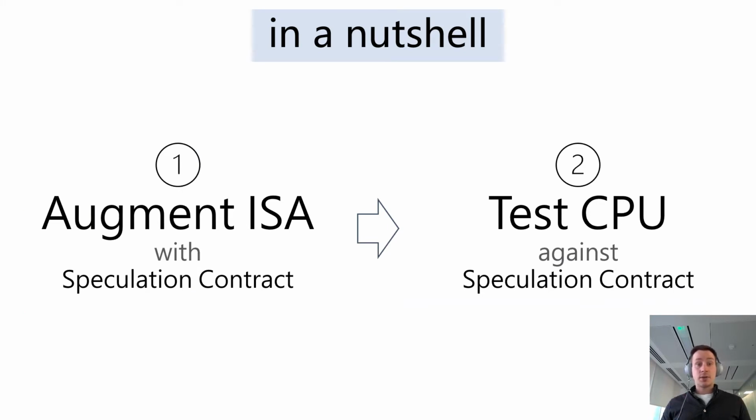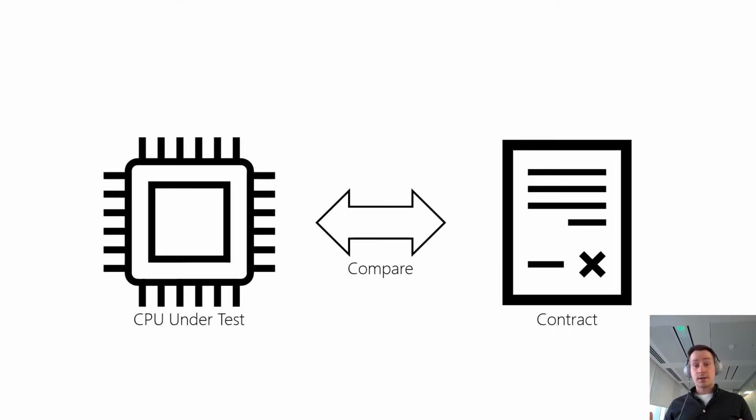But having a contract is not enough. Because the contract only expresses our expectations about the CPU, but the actual CPU may or may not meet our expectations. It may still have some hidden vulnerabilities or bugs in the implementation. How do we find those? So this would be the second part of our approach.